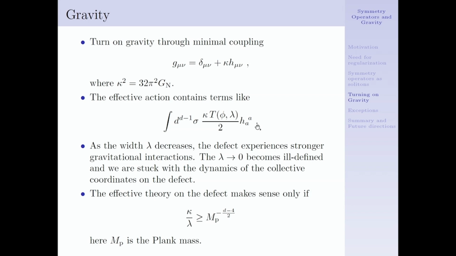So the point here is that as we would now try to take the lambda going to zero limit, as lambda becomes smaller and smaller, gravitational interactions become stronger and stronger, and the lambda going to zero limit becomes ill-defined, and we are basically stuck with the dynamics of the collective coordinates.